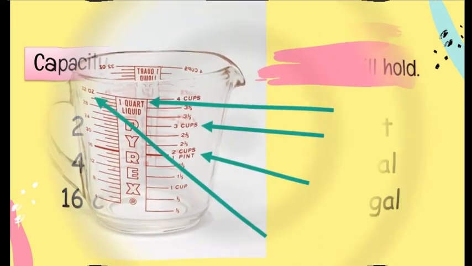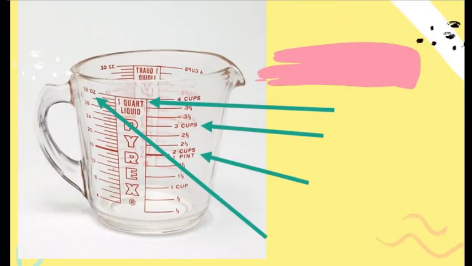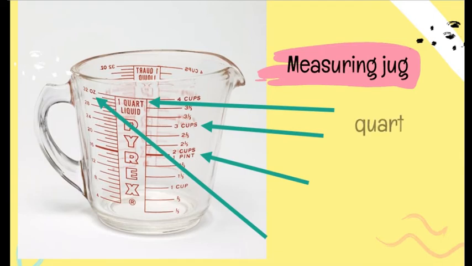This is a measuring jug, and you will see here the units of measurement. We have quart, cup, pint, and fluid ounce.